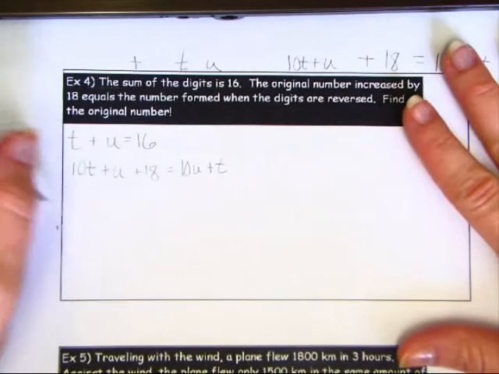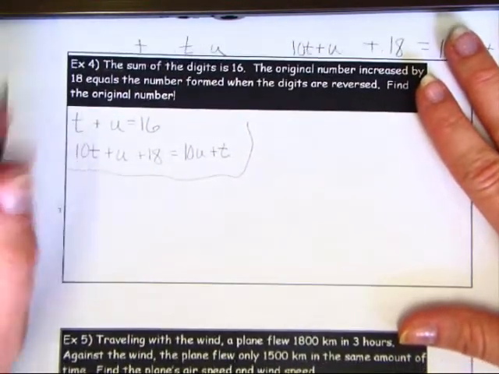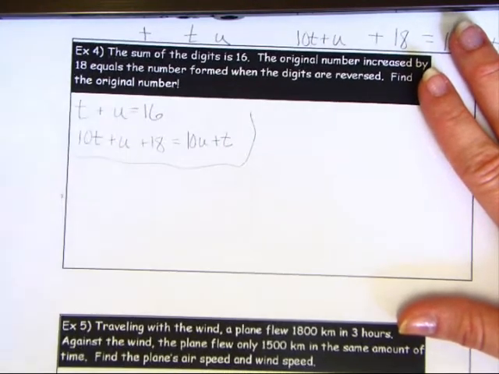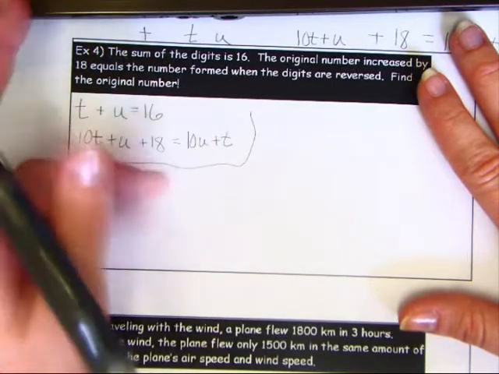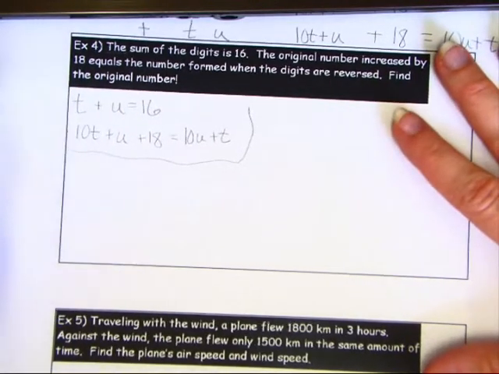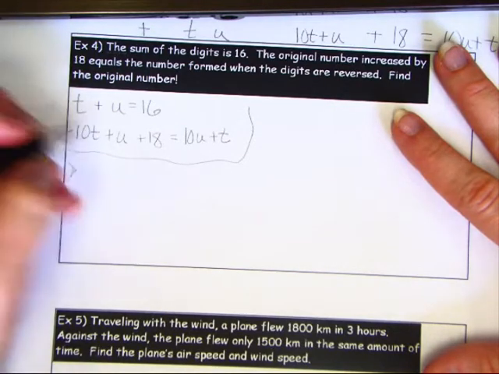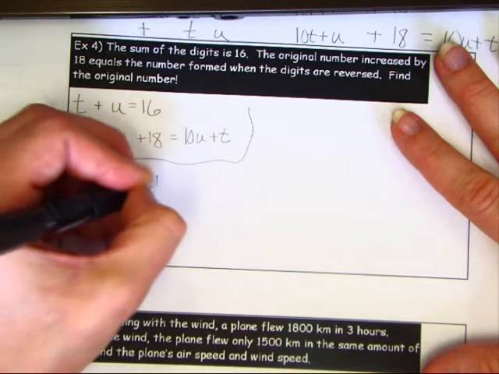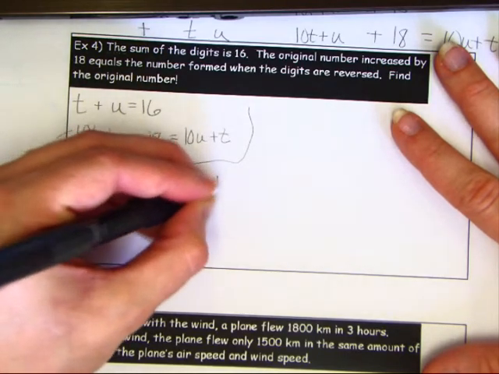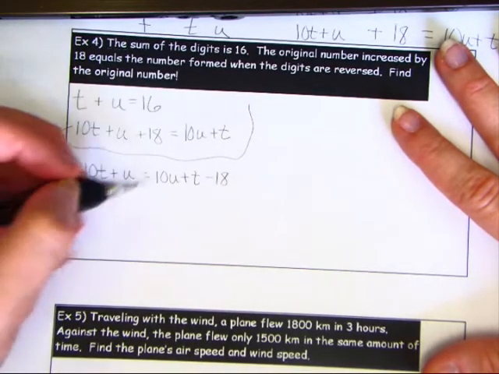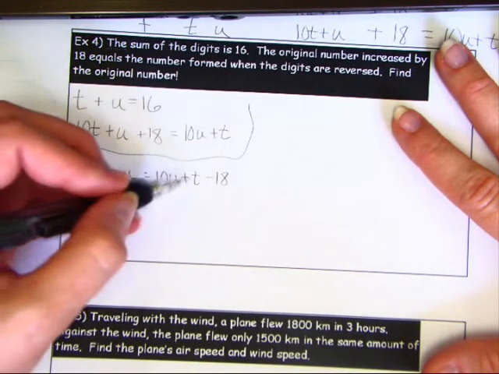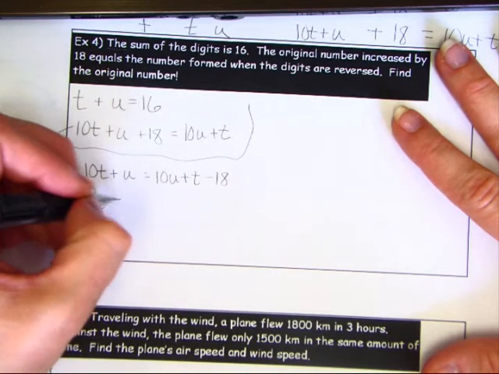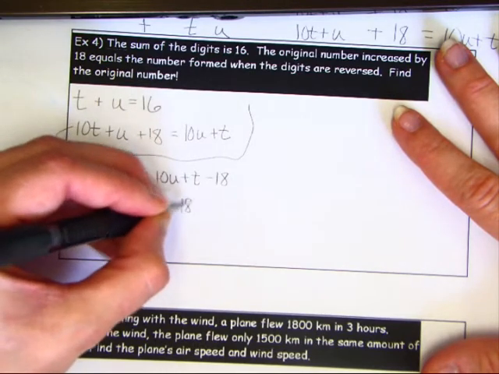All right, two equations, two variables. I'm going to save my first equation, and this bottom equation I'm going to fix up a little bit, because we've done substitution this whole time. This time, let's mix it up and do elimination. So I'm going to work on this bottom equation. That's going to be 10t plus u equals 10u plus t minus 18. I'm taking the 18 over. And now let's take the u's and the t's over. Taking the t to the left, I get 9t. Taking the 10u to the left, I get minus 9u equals negative 18.